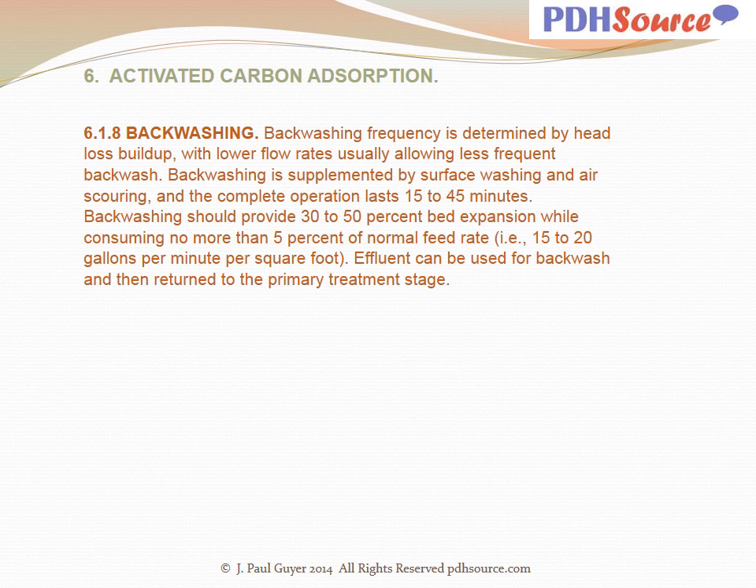Backwashing frequency is determined by head loss buildup, with lower flow rates usually allowing less frequent backwash. Backwashing is supplemented by surface washing and air scouring, and the complete operation lasts 15 to 45 minutes. Backwashing should provide 30 to 50% bed expansion while consuming no more than 5% of normal feed rate, for example 15 to 20 gallons per minute per square foot. Effluent can be used for backwash and then returned to the primary treatment stage.